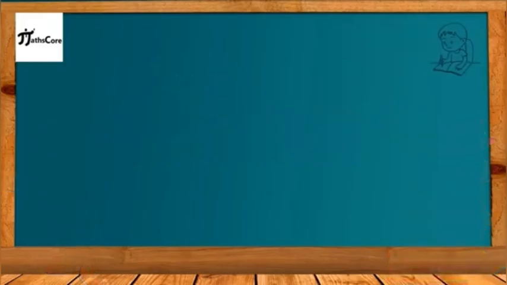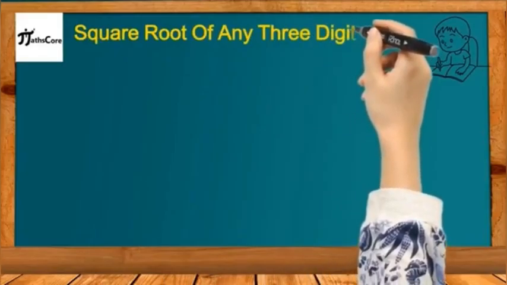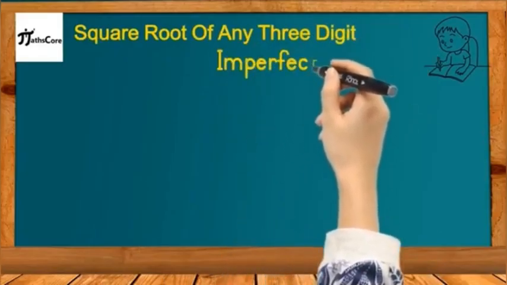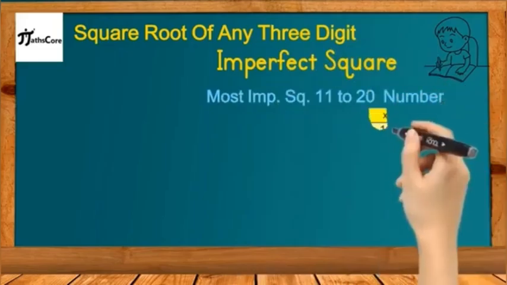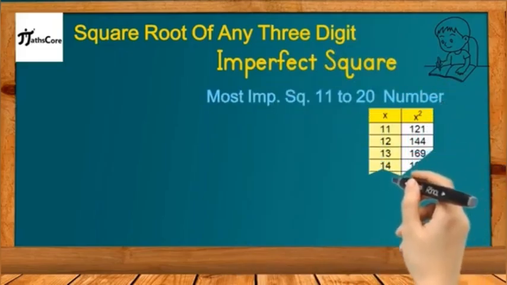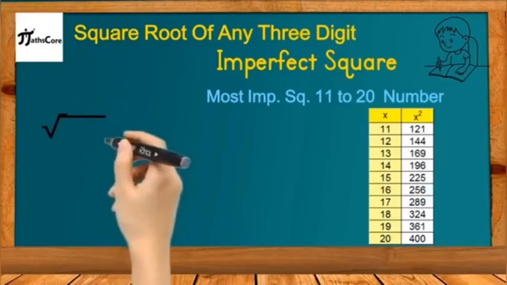Let's solve some examples on it. To find out the square root of any 3-digit imperfect square, it is most important that you know the squares of 11 to 20 very well. So I have mentioned a table here in which you can see the squares of 11 to 20 are given. Okay, now let's take an example on it.